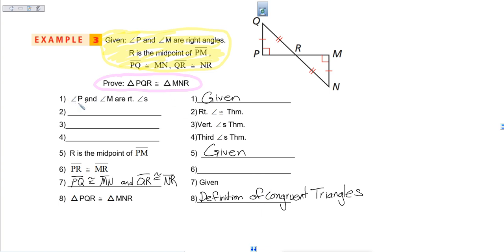Now, we're going to go back and look at what we have. The first step says that angle P and angle M are right angles. Now, what do we know about right angles? We know that they're 90 degrees. So that means that angle P is 90 degrees and angle M is 90 degrees. Now, if both of these angles equal 90 degrees, that means that we know that they are congruent. We know that angle P is congruent to angle M. The reason we know this is the right angles theorem.